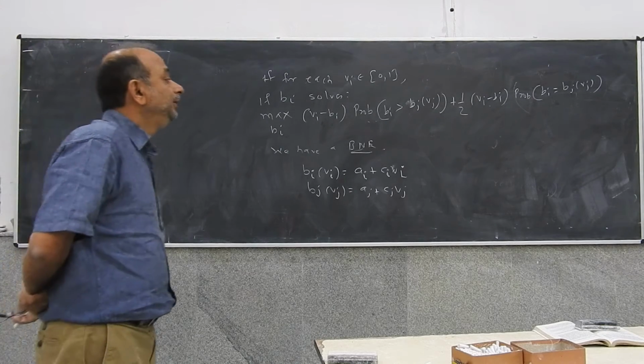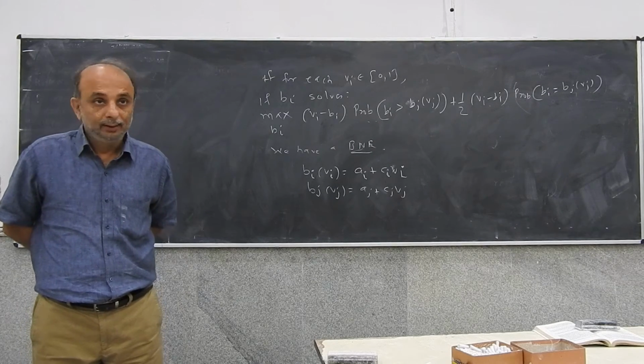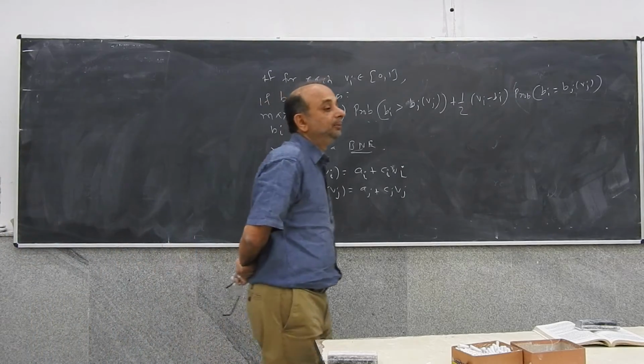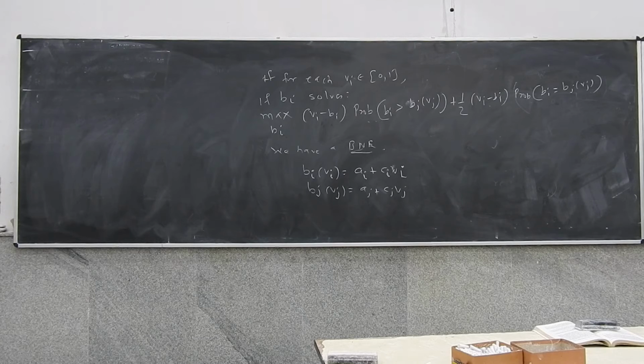Because what is the distribution of Vj? Vj is uniformly distributed between 0 and 1. Now you know that for a continuous random variable, the probability that it takes a specific value is 0. A uniformly distributed continuous random variable takes values over intervals, not at specific points. If a variable takes all values between 0 and 1, the probability with which it takes one specific value is 0, because there are infinitely many such points. Therefore we can get rid of this probability.